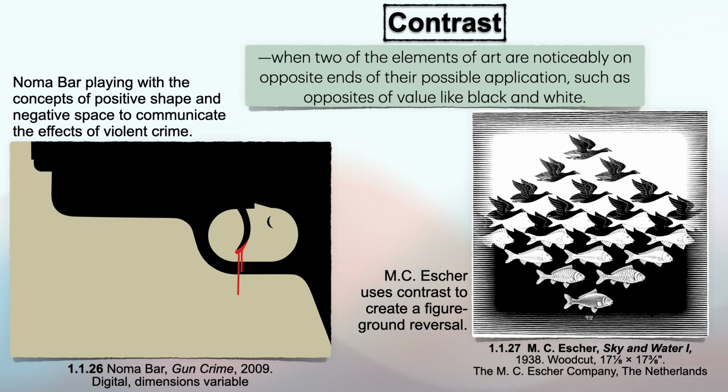In Noma Bar's image of a pistol, initially we see the black part as a positive shape, and the white as the negative space behind the shape. Slowly we realize that the beige negative space also contains the shape of a head. This reversal of negative space and positive shape is called a figure ground reversal. M.C. Escher on the right has also created a figure ground reversal in his tessellation of fish and birds.